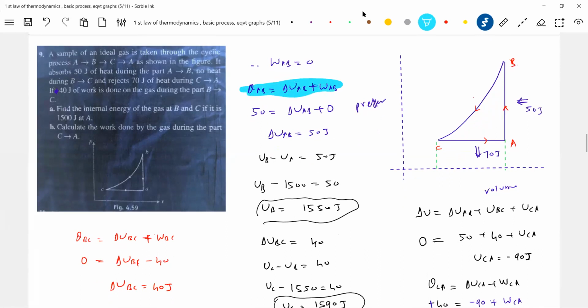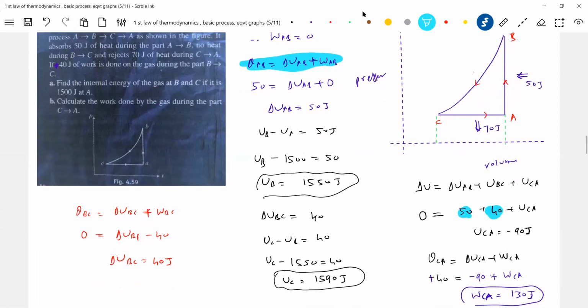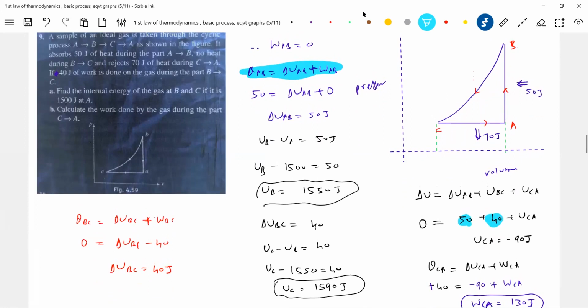Sir, QCA is minus 70, no, sir? Why? Here, 50 plus 40. Sir, it rejects 70 joules during CA. No, where is it telling that it rejects 70 joules of heat? Oh, it should be plus 70. It cannot reject. It should actually accept. Some error is there. I will do the correction. Absorbs.